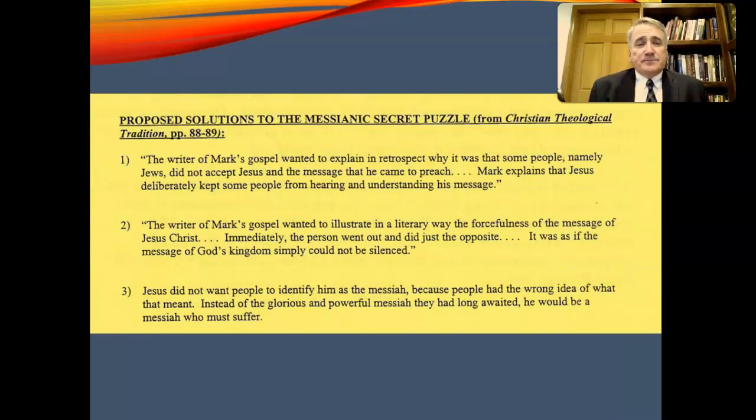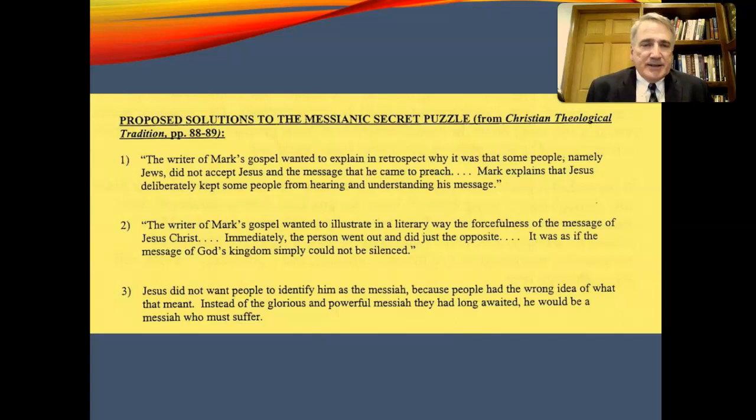All right, so many scholars have wondered, why is this messianic secret here? Why does Mark focus on this? And there are three dominant interpretations. One is, and I'll just read this, from Christian theological tradition.